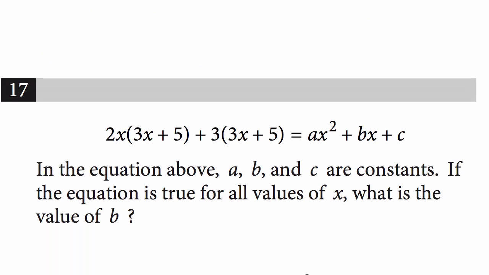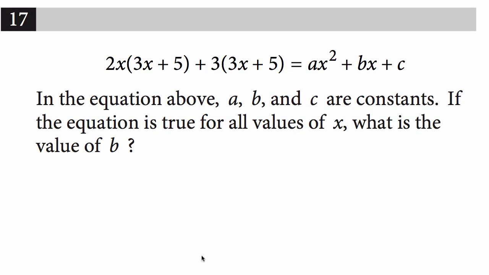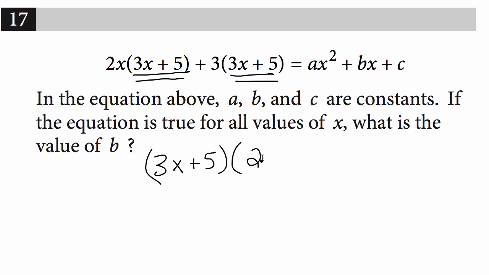All right, number 17. Got this example here. In the equation above, a, b, and c are constants. If the equation is true for all values of x, what is the value of b? All right, so it looks like they want you to do some multiplying here. So let's see. Okay, well, you're not going to do the work out because what you want to notice is that that is the same as this. So when you factor that out, that's 3x plus 5 times 2x plus 3.